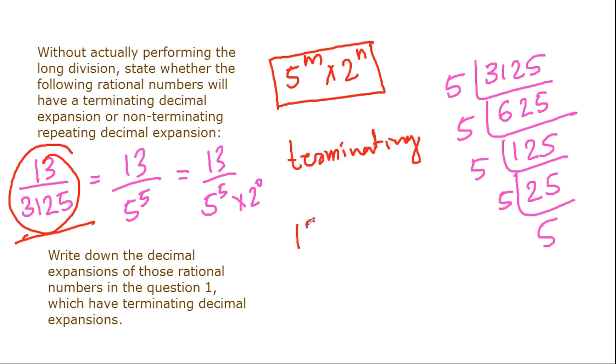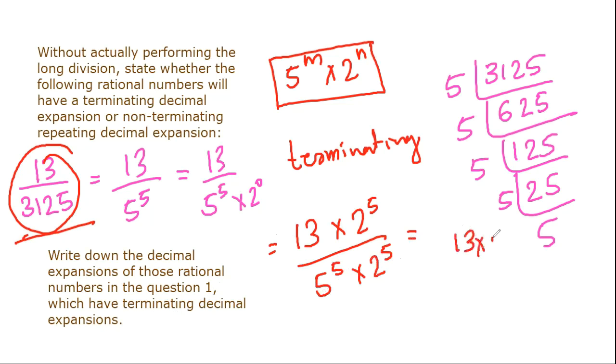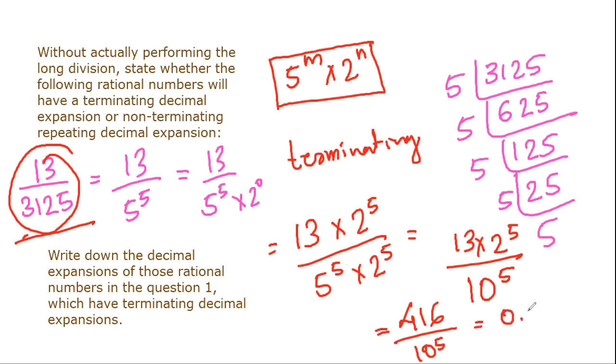I can write this as 13 into 2 raised to 5. I am multiplying 2 raised to 5 in numerator and denominator, so that I will get 10 raised to 5 in the denominator. So I can write 13 into 2 raised to 5 divided by 10 raised to 5. And I will get the answer as 416 divided by 10 raised to 5. So I am counting 5 decimal places and I will get the answer as 0.00416, which is the decimal form of this rational number.